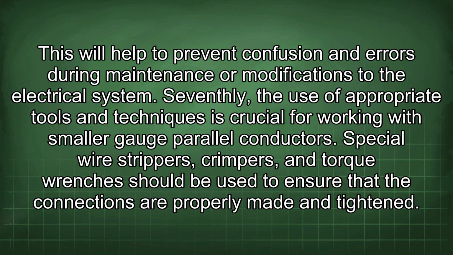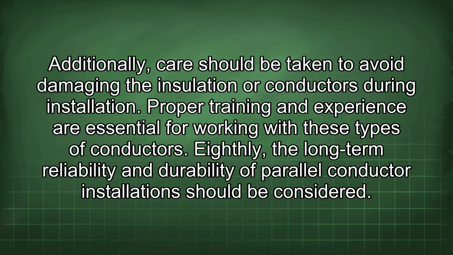Seventhly, the use of appropriate tools and techniques is crucial for working with smaller gauge parallel conductors. Special wire strippers, crimpers, and torque wrenches should be used to ensure that the connections are properly made and tightened. Additionally, care should be taken to avoid damaging the insulation or conductors during installation. Proper training and experience are essential for working with these types of conductors.